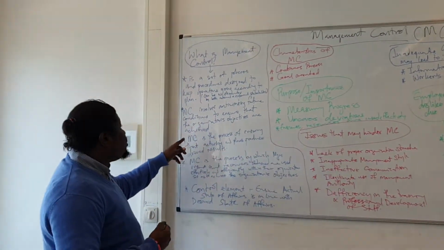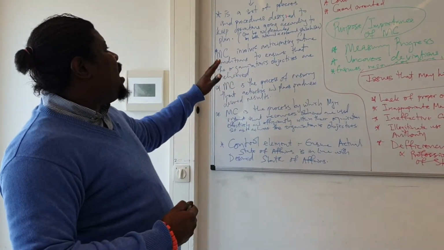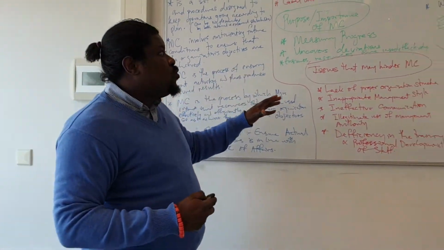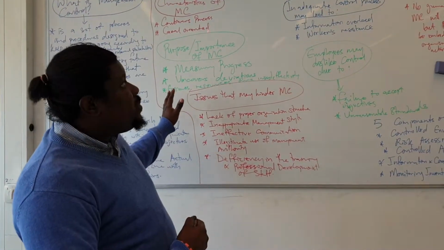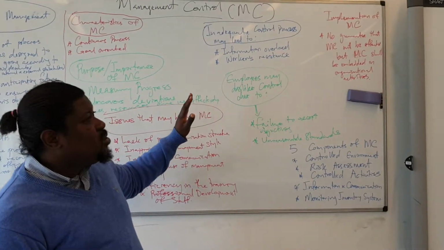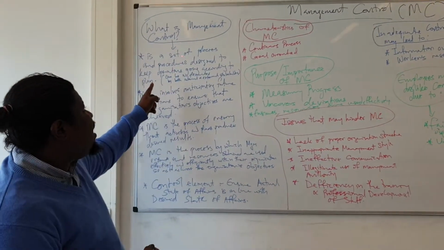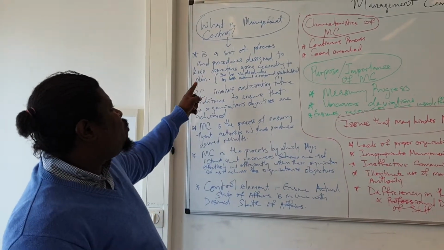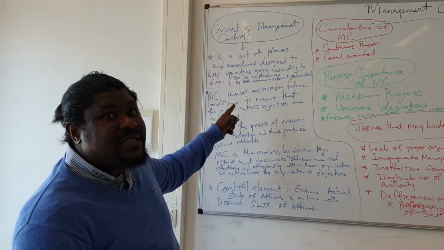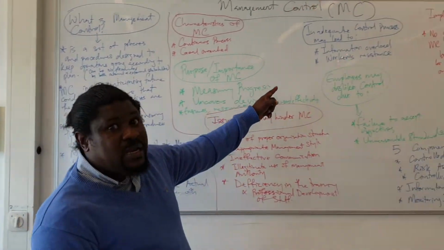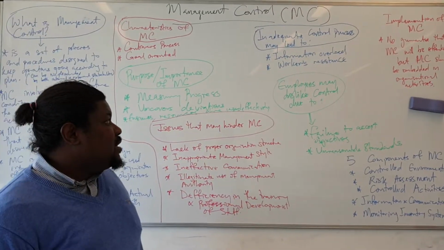Every organization has to have a set of policies and procedures to keep operations going according to plan. If these policies are not there, then we may have information overload or workers' resistance. If the policies that make sure that operations are going according to plan are not present in a business organization, there may be information overload or there may be workers' resistance.